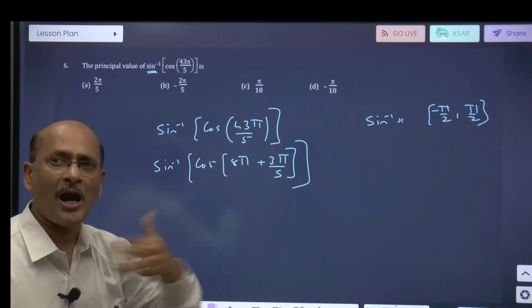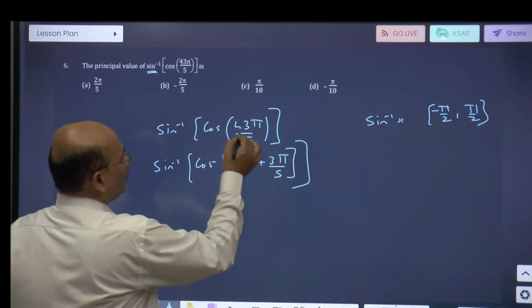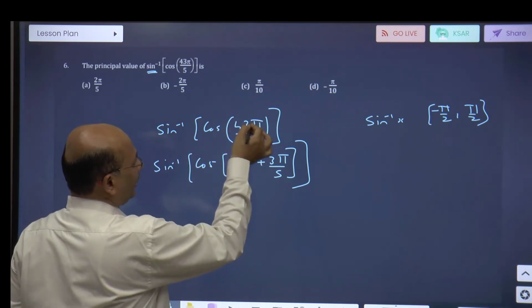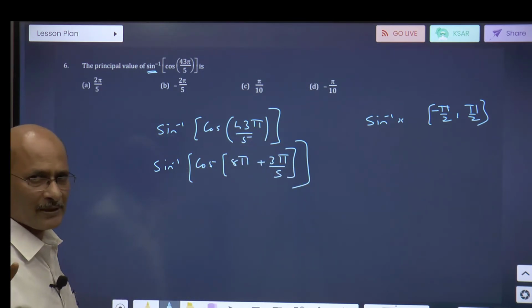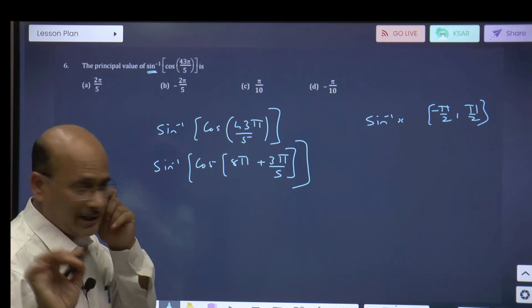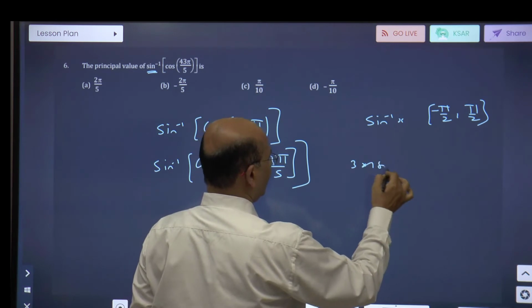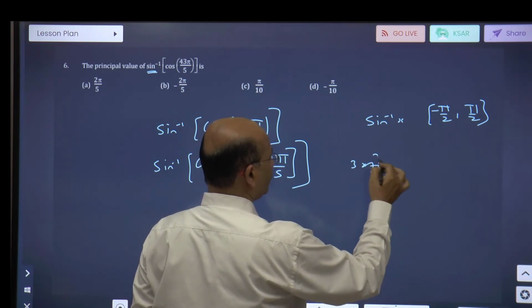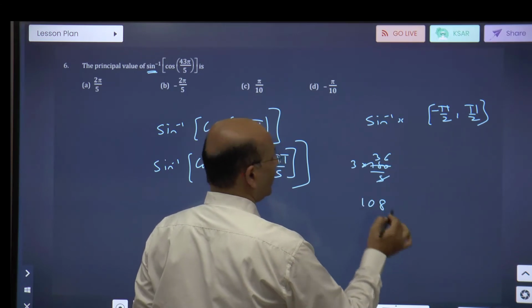Now you might ask me, sir, how are you thinking so fast? It's not that I am thinking fast. What I am thinking is, 5 8s are 40, so 8 pi plus something. So 8 pi plus something, I got it directly. 3 pi upon 5. Okay, now hold on. Now 3 pi upon 5, what is the value? I want to check, please. Now see, 3 into 180 upon 5. So 5 3s are 15, 5 6s are 30, 3 3s are 9, 10, 108.